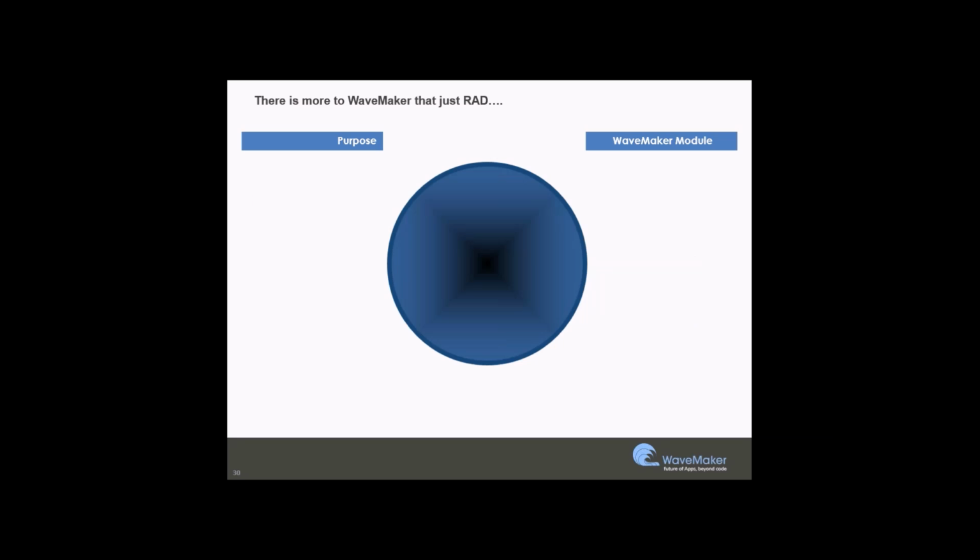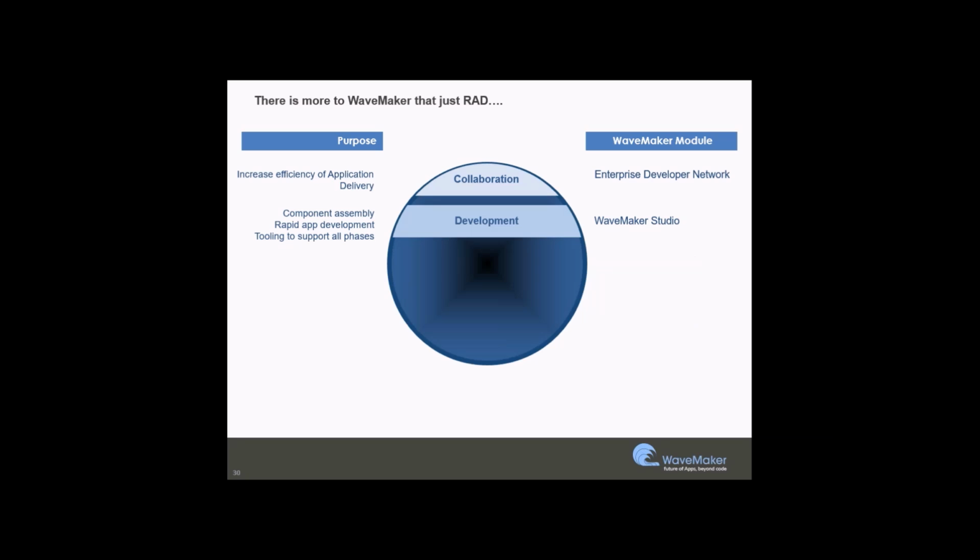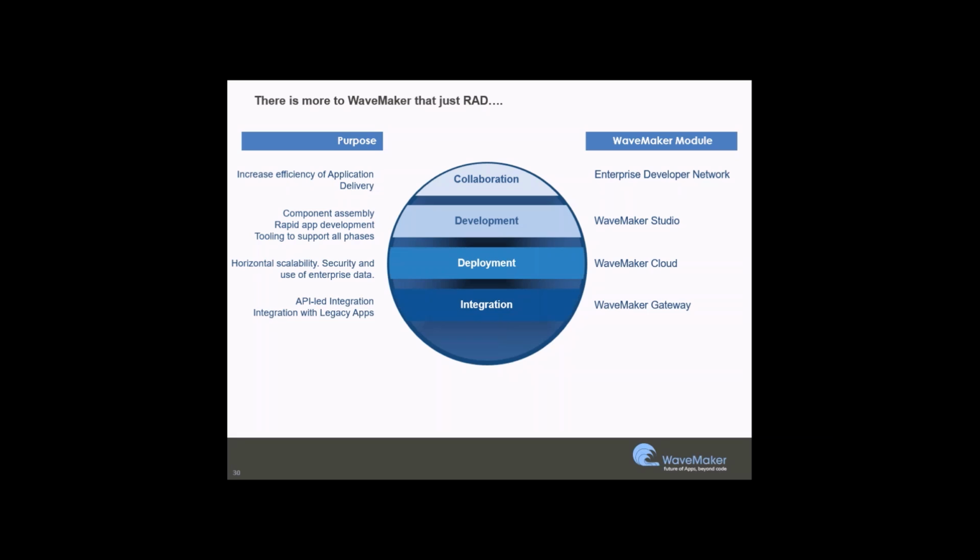So it's not just that, we actually have much more to WaveMaker than just rapid application development. As I told you, we have our enterprise developer network, which is a collaboration layer, available primarily only for WaveMaker Enterprise. And WaveMaker Studio is our RAD platform, which is used for development. WaveMaker Cloud is an enabler for private cloud. If you're an enterprise looking to quickly create a cloud within your enterprise, within your own infrastructure, you can use the WaveMaker Cloud. And then we have a product called WaveMaker Gateway, which is essentially an API management software.